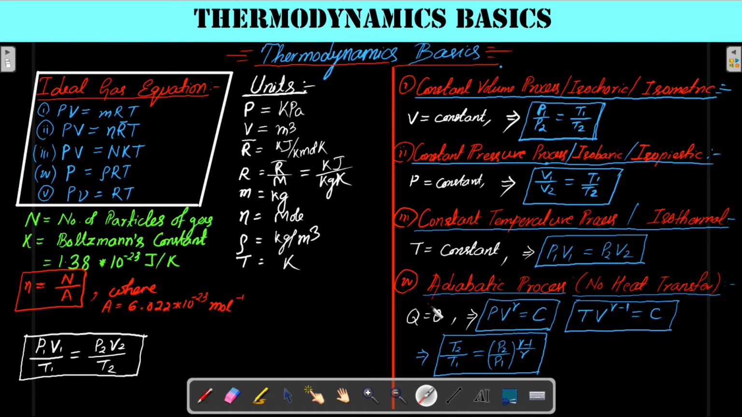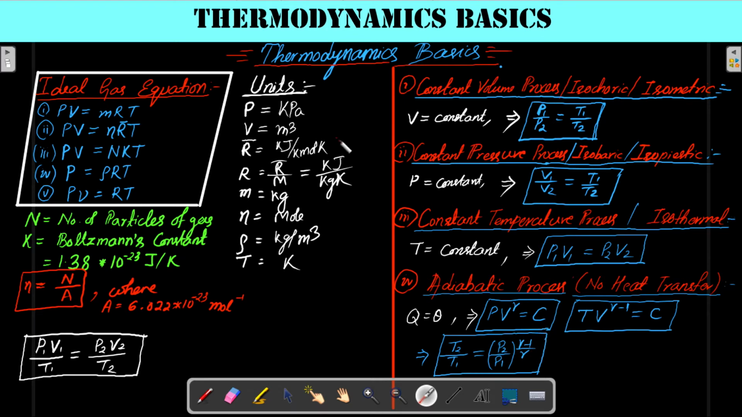For the adiabatic process, no heat transfer occurs through the walls, so Q, the heat transfer, equals 0. In this process, PV to the power gamma is equal to constant, or TV to the power gamma minus 1 equal to constant. If we solve this, you get T2 upon T1 equal to P2 upon P1 to the power gamma minus 1 by gamma.